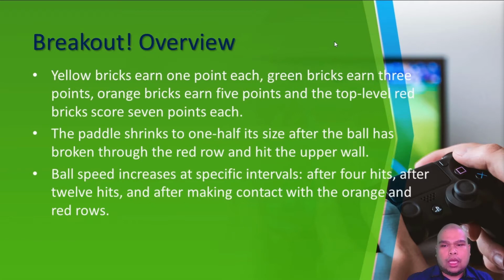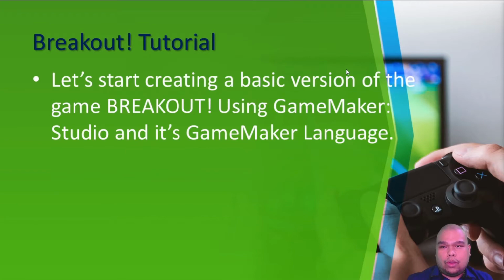Yellow bricks earn 1 point, green bricks earn 3 points, orange bricks earn 5 points, and the top level red bricks score 7 points. The paddle reduces to 1/2 of its size after the ball has broken through the red rows and hit the upper wall. Ball speed increases at specific intervals: after 4 hits, after 12 hits, after making contact with the orange and red rows. So let's start your tutorial.